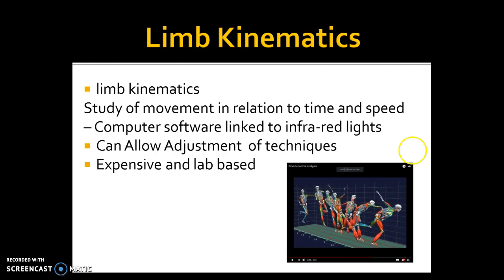Okay, so now what we have to do then is this kind of analysis through technology and biomechanics. First, we're going to have a look at limb kinematics. So what this is, it's a study of movement in relation to time and speed. If you look down here, computer software is linked up to infrared lights that are put onto the body, and you can see different movements from your limbs, limb kinematics, taking place.